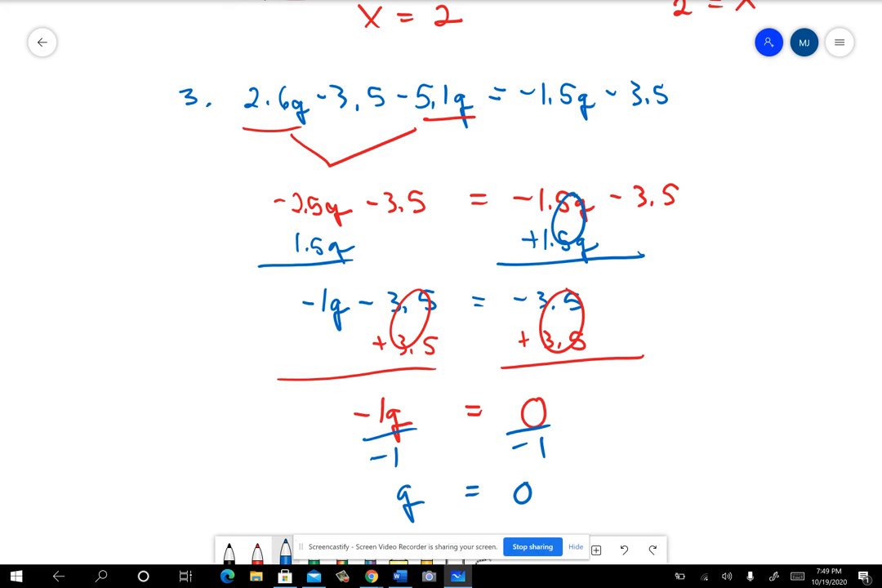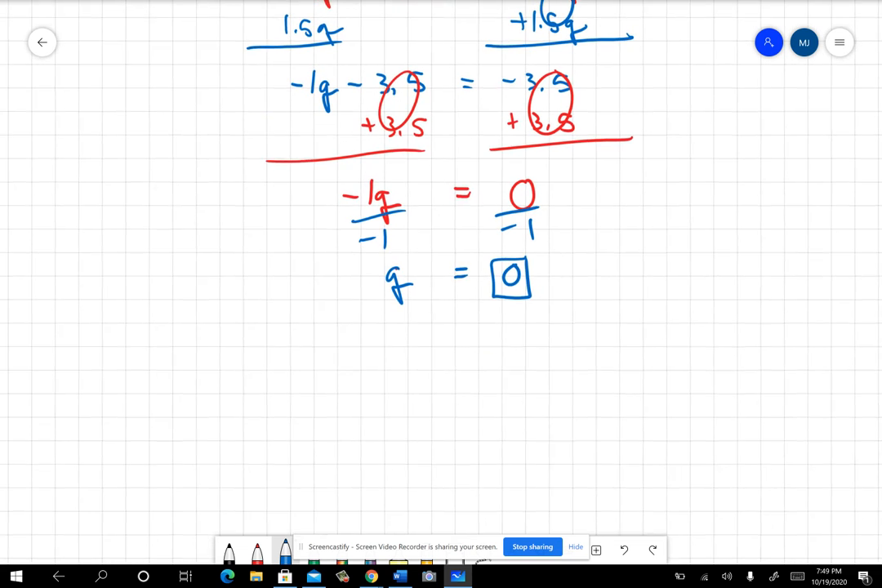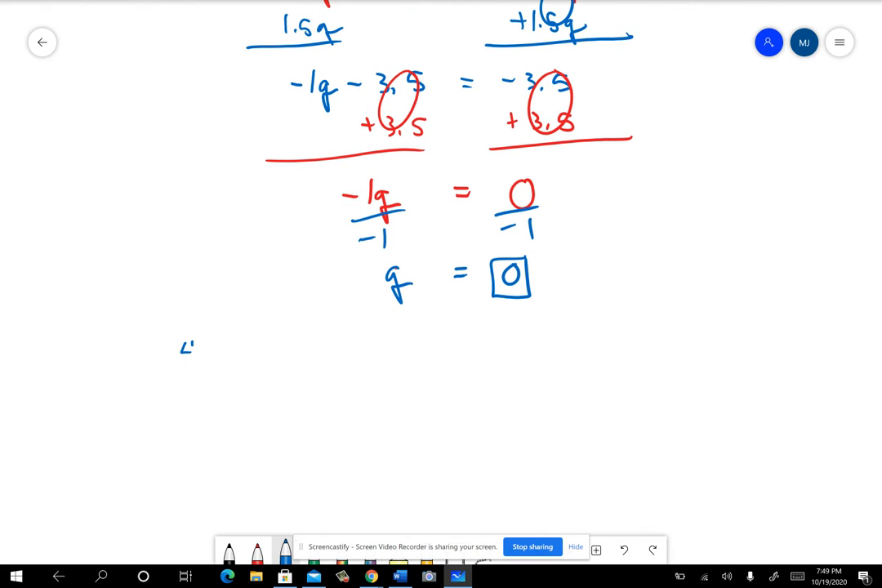Okay, so in order for this to be a true statement, you'd have to plug in a 0 for Q, and that would be your answer. All right, let's look at one more decimal one. I'm pulling these examples off a handout, and then we'll do some more that come from the review.